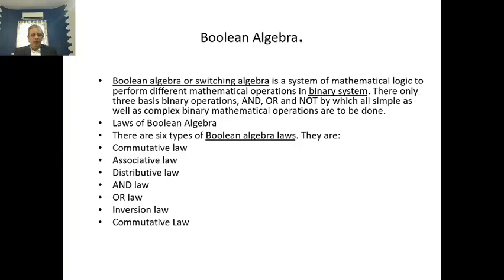Boolean algebra uses binary numbers, that is zeros and ones. Hence, it is also called binary algebra. Now, there are different laws, and the basic ones are six types of Boolean algebra laws. The first is the commutative law, then the associative law, the distributive law, then the AND law, OR law, and inversion law. Here AND means the dot operator, OR means the plus operator, and this is the bar, A bar, inversion.